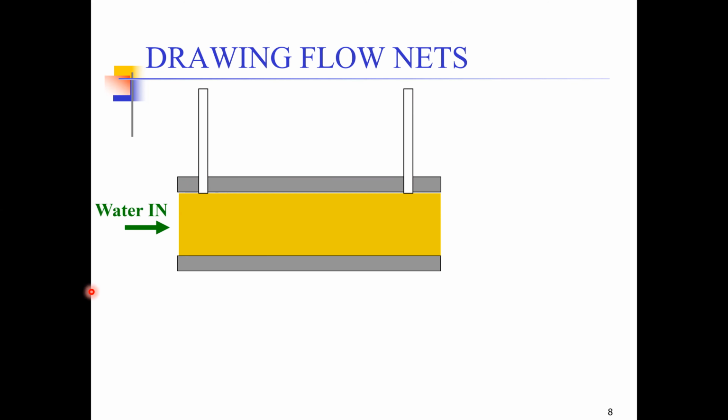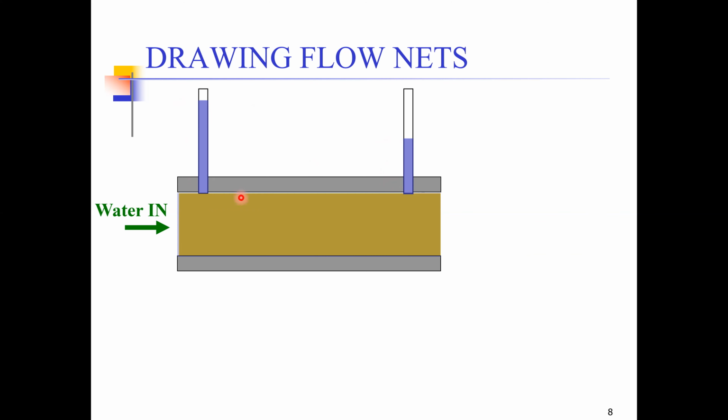Now, if we inject water from one end, what will happen is that the water will start flowing, and once the water is flowing, because of the water head, the water level will rise in the first piezometer, and when the water reaches the second one, the water level will rise in the second piezometer as well.